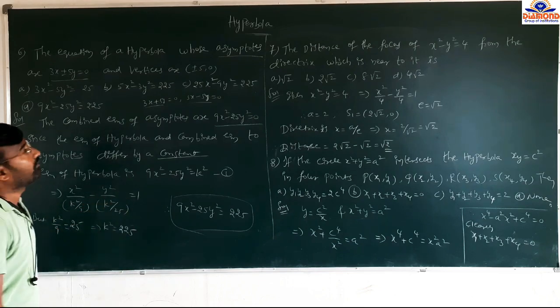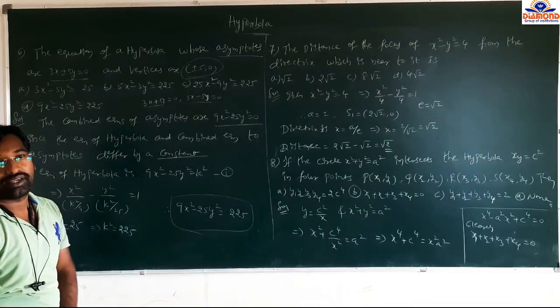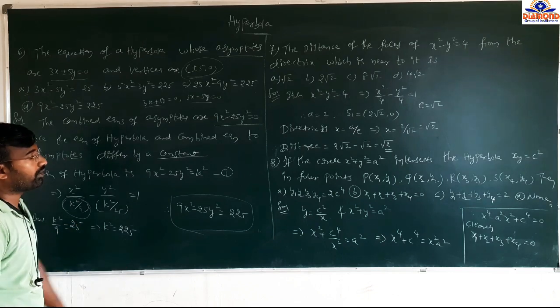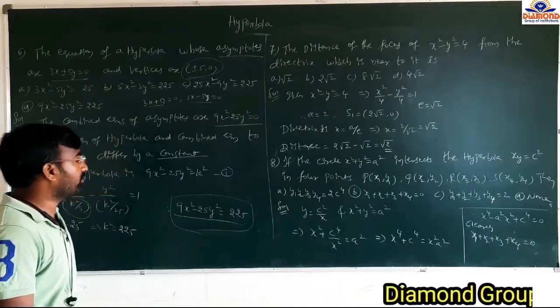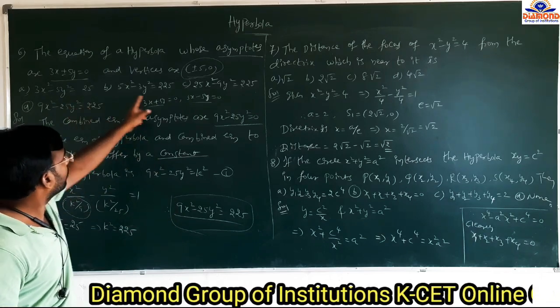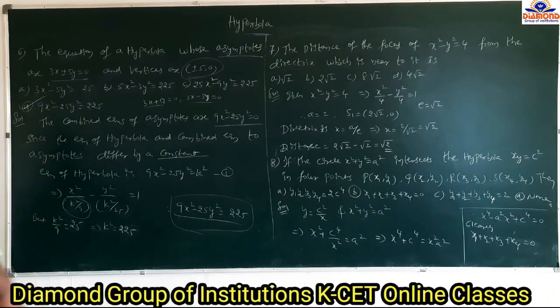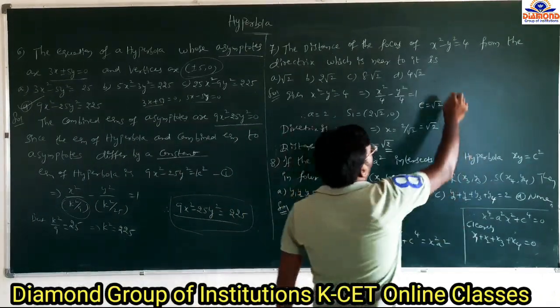But the given vertices are plus or minus 5 comma 0, that indicates a equal to 5, a square equal to 25. So this represents a square equal to 25, meaning k square by 9 equal to 25, k square equal to 25 into 9, that is 225. Substitute 225 here. What do you get? 9x square minus 25y square equal to 225. This is the required hyperbola. Option is D.